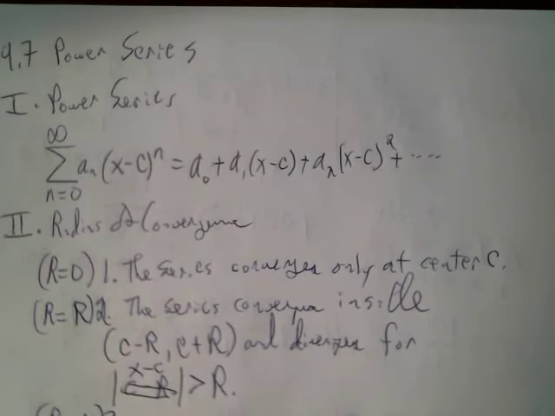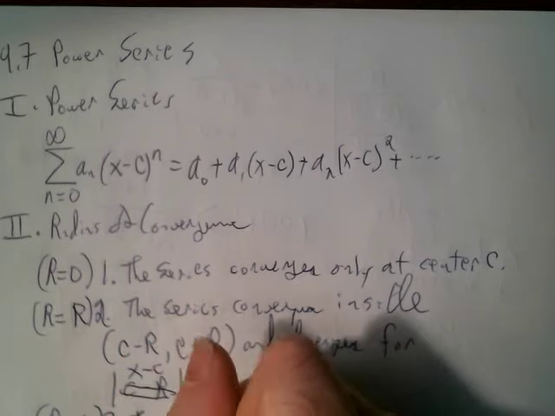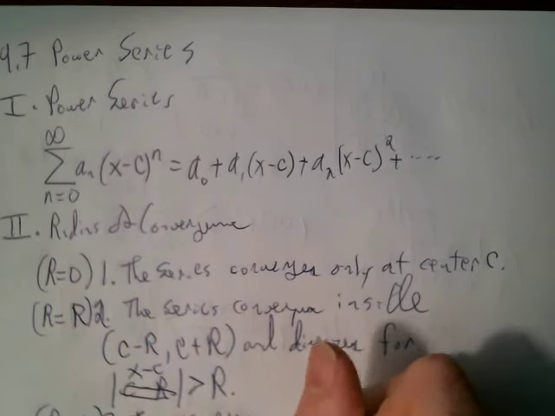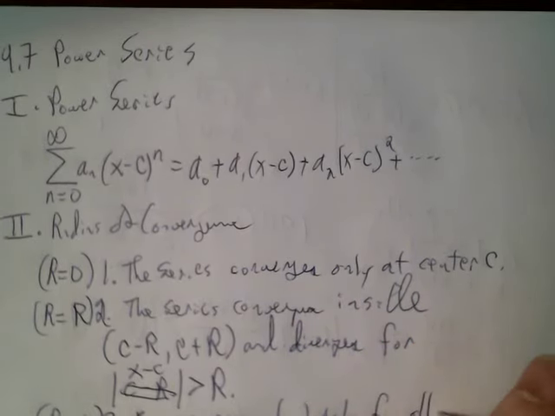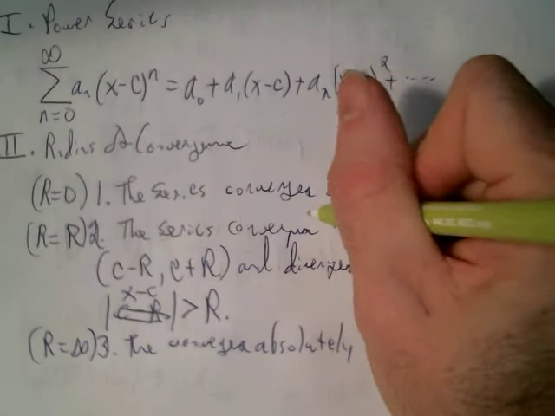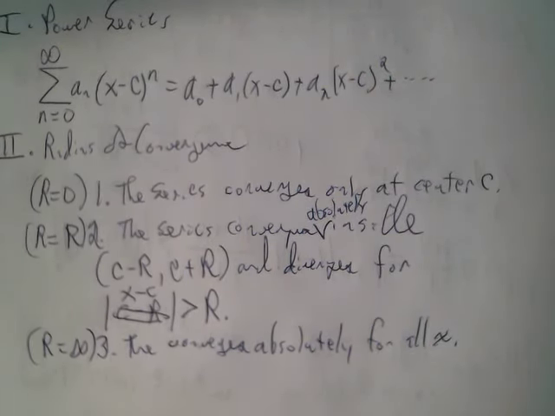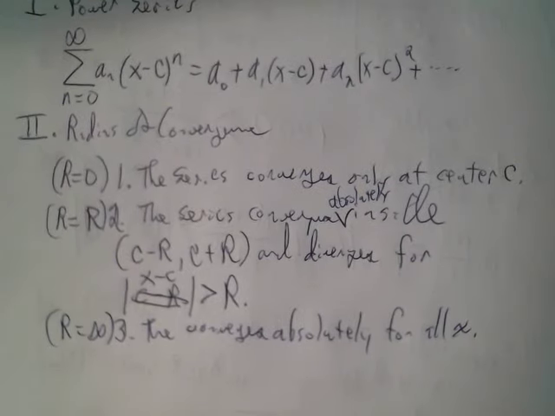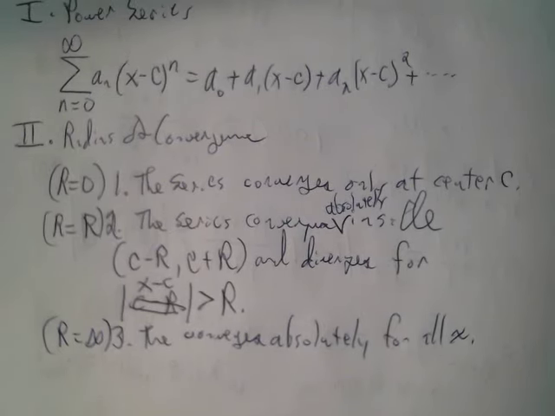So the series converges absolutely for all values of x. Sorry, this should be absolute convergence as well. In order to figure out the radius of convergence, we use the ratio test. So that's sort of our workhorse here.